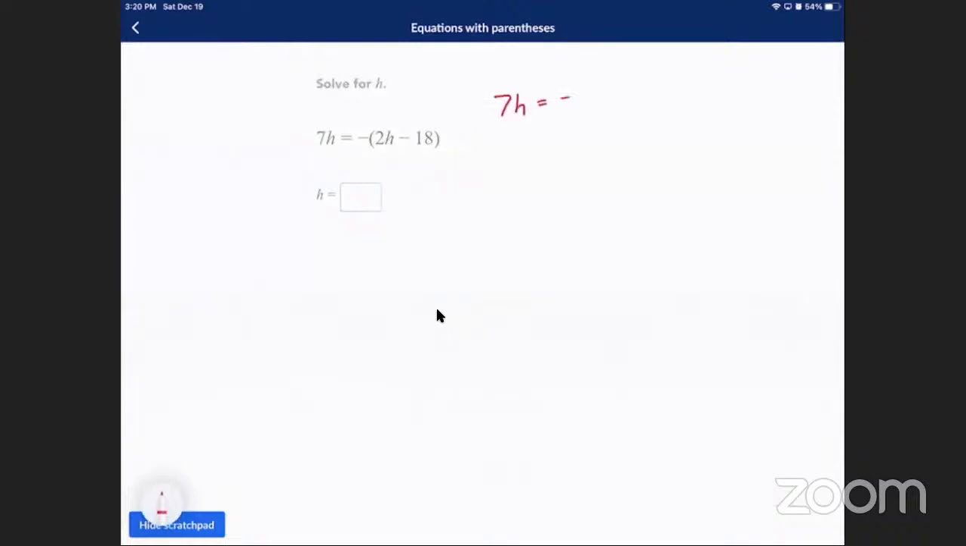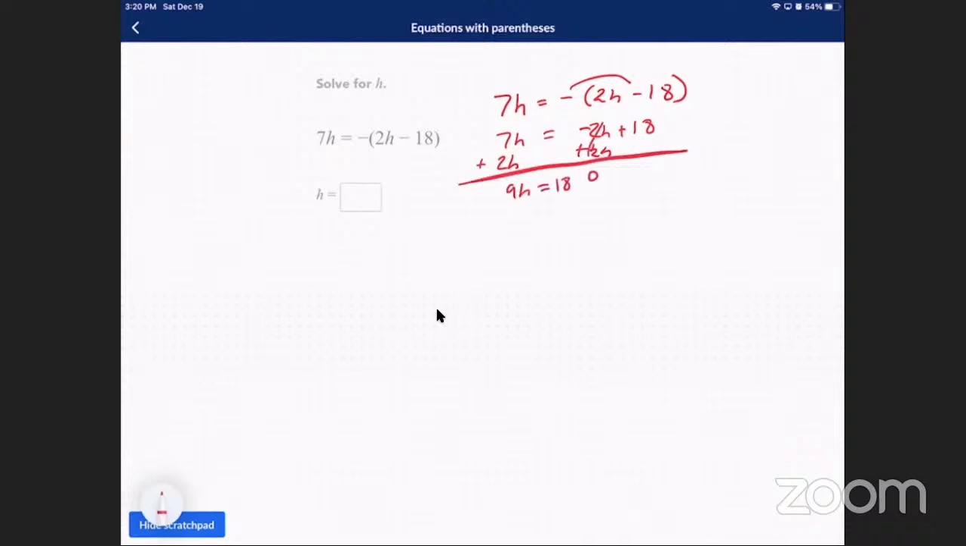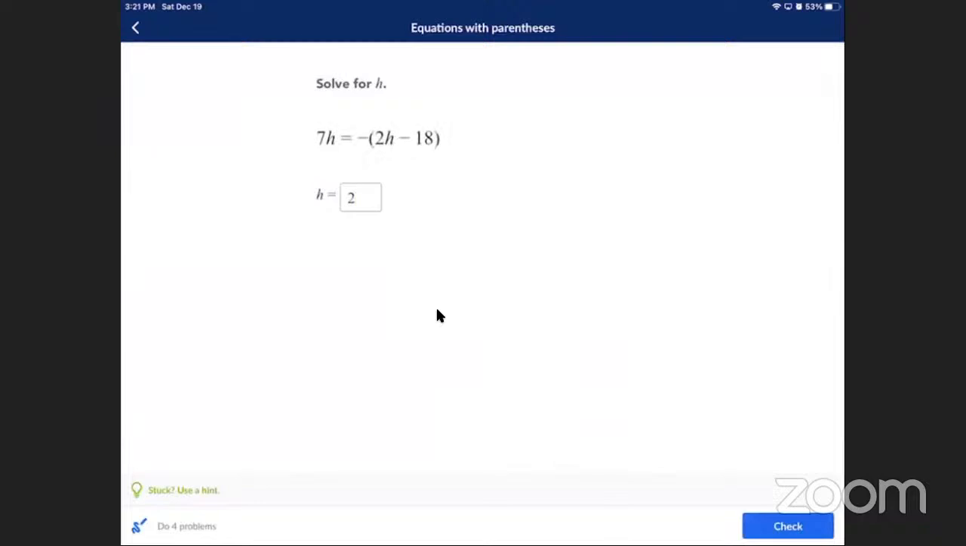So 7h equals negative 2h over 18. And then we have negative 2h over 18. We have to convert this so that it becomes a positive. Now we have to solve for h. So we can put 2h on both sides. This will lead to a 0. This will lead to 9h, and we have 18 here. Then we divide 9 on both sides. We end up with h equals 18 over 9, or 2. There you go. Next question.